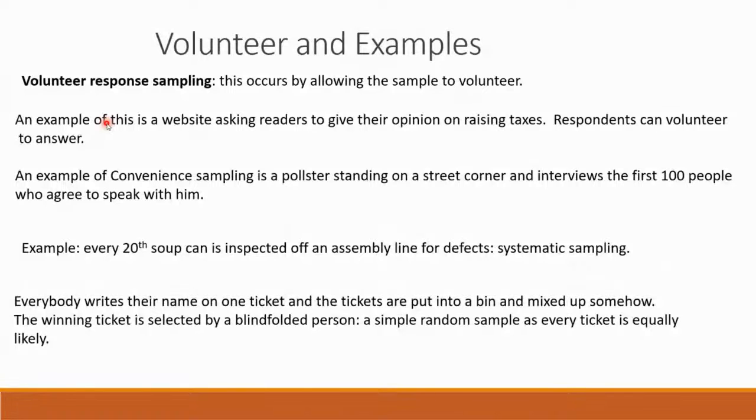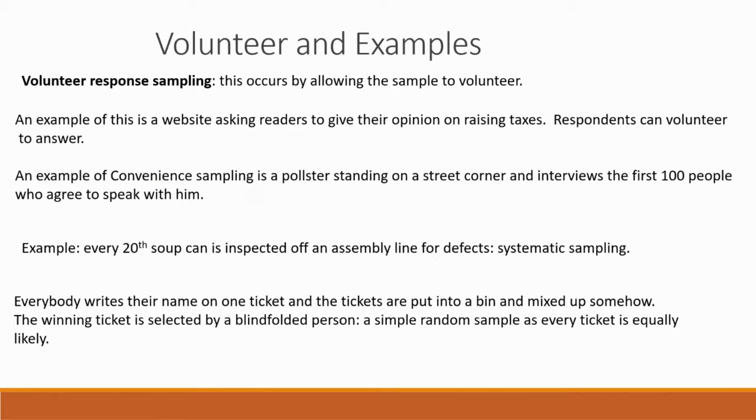That's when the people in the sample volunteer. So for instance, let's say a website asks readers to give their opinions on taxes. If you go to a website, and they volunteer to take a survey, the problem with that, though, is you can have people that have very strong opinions, and it's going to be very biased. That's why, that should not be convenience. That should be volunteer sampling.